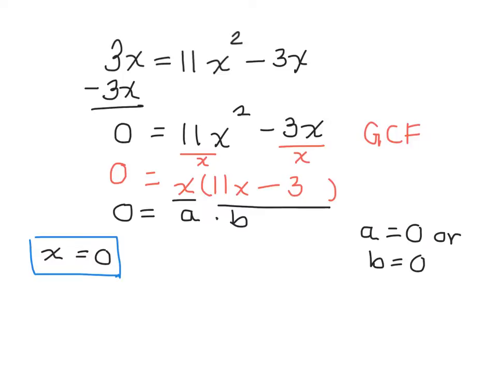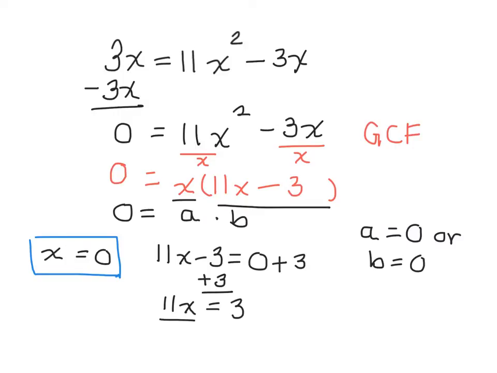B, in this case, is the quantity 11x minus 3. I set it equal to 0 as well and need to solve for x. I undo the subtraction first by adding 3 to both sides. And I'll have 11x is equal to 3. And then x is multiplied by 11, so we undo multiplication with division. So I get x is equal to 3/11. So my other solution is 3/11.